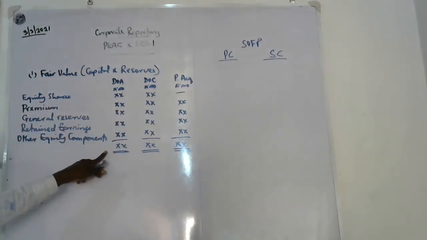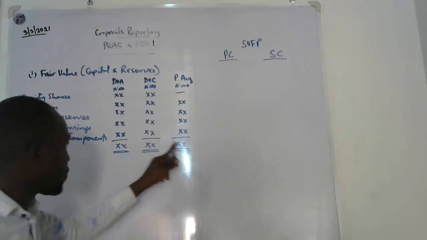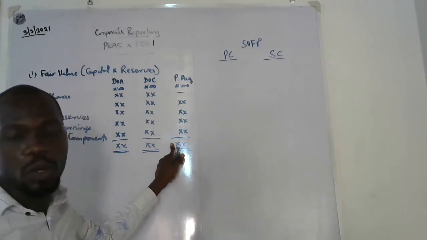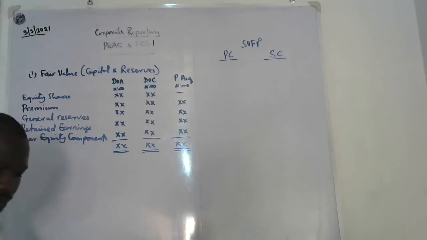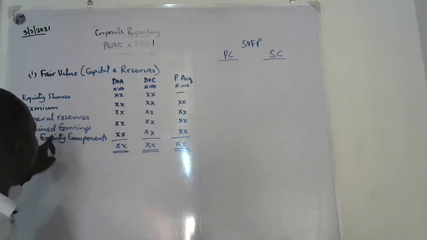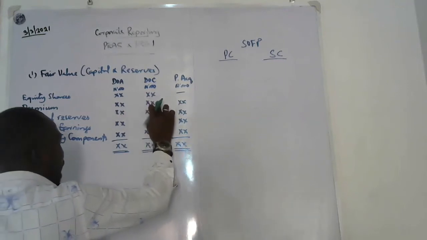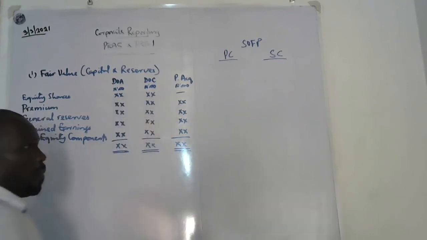This is the total value at DOA, total value at DOC, and total value at post acquisition. Now, if you check the notes to the account or additional information, and you do not find any of these items, then it means that the same item here is going to be here.